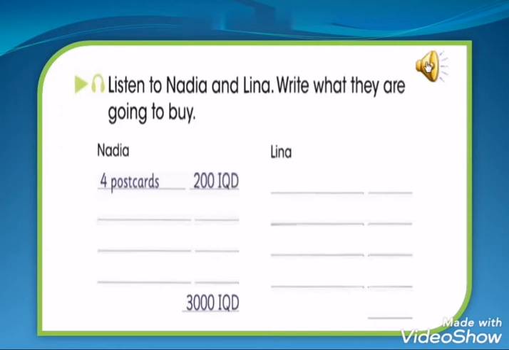Listen to Nadia and Lina. Write what they are going to buy. We have 3,000 dinar. I'm going to buy 4 postcards and some sweets. That's 300 dinar. And I'm going to buy a notebook, some cookies, and a hat. That's 3,000 dinar. That's all my money. I'm going to buy honey. My little sister and my mum and dad love honey. It's 1,000 dinar. And that is all my money too.